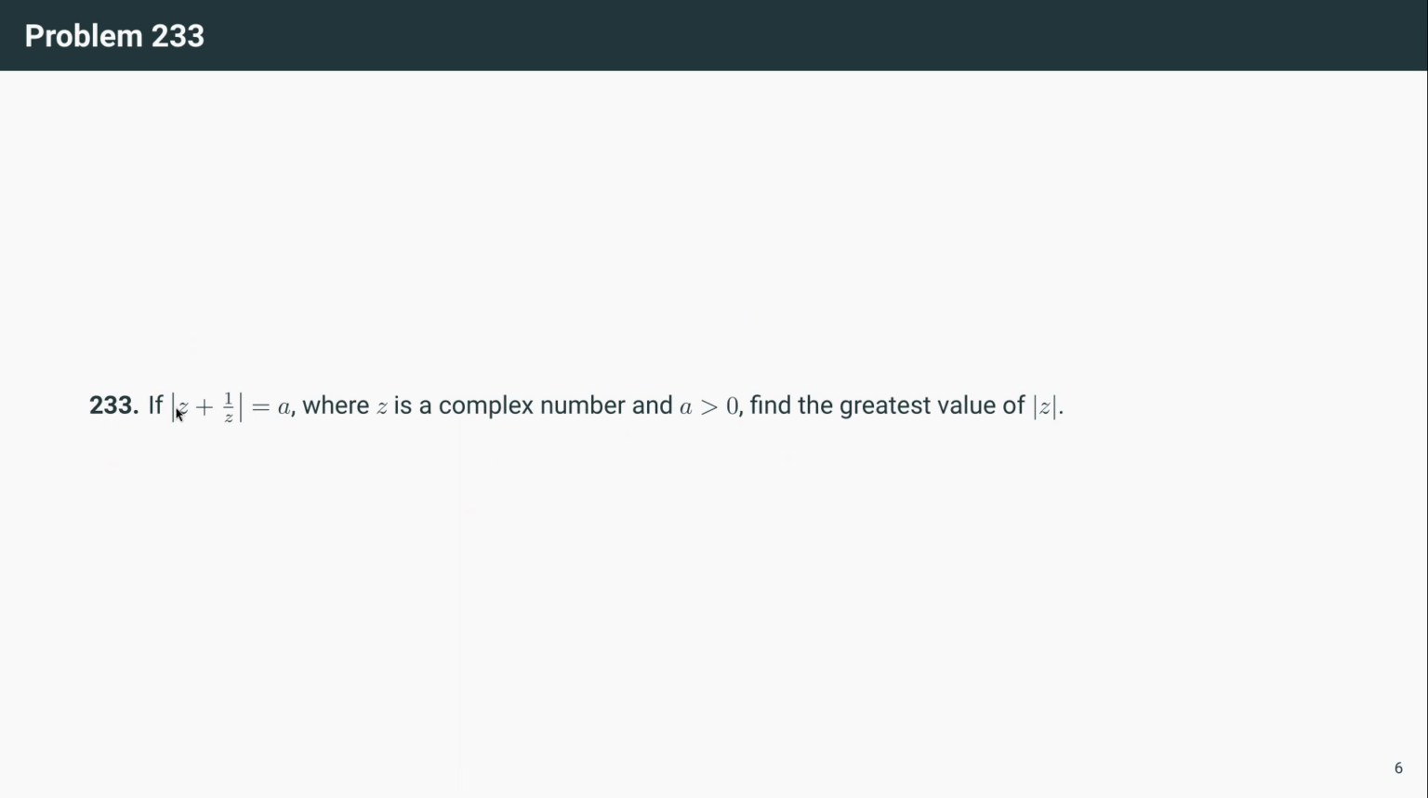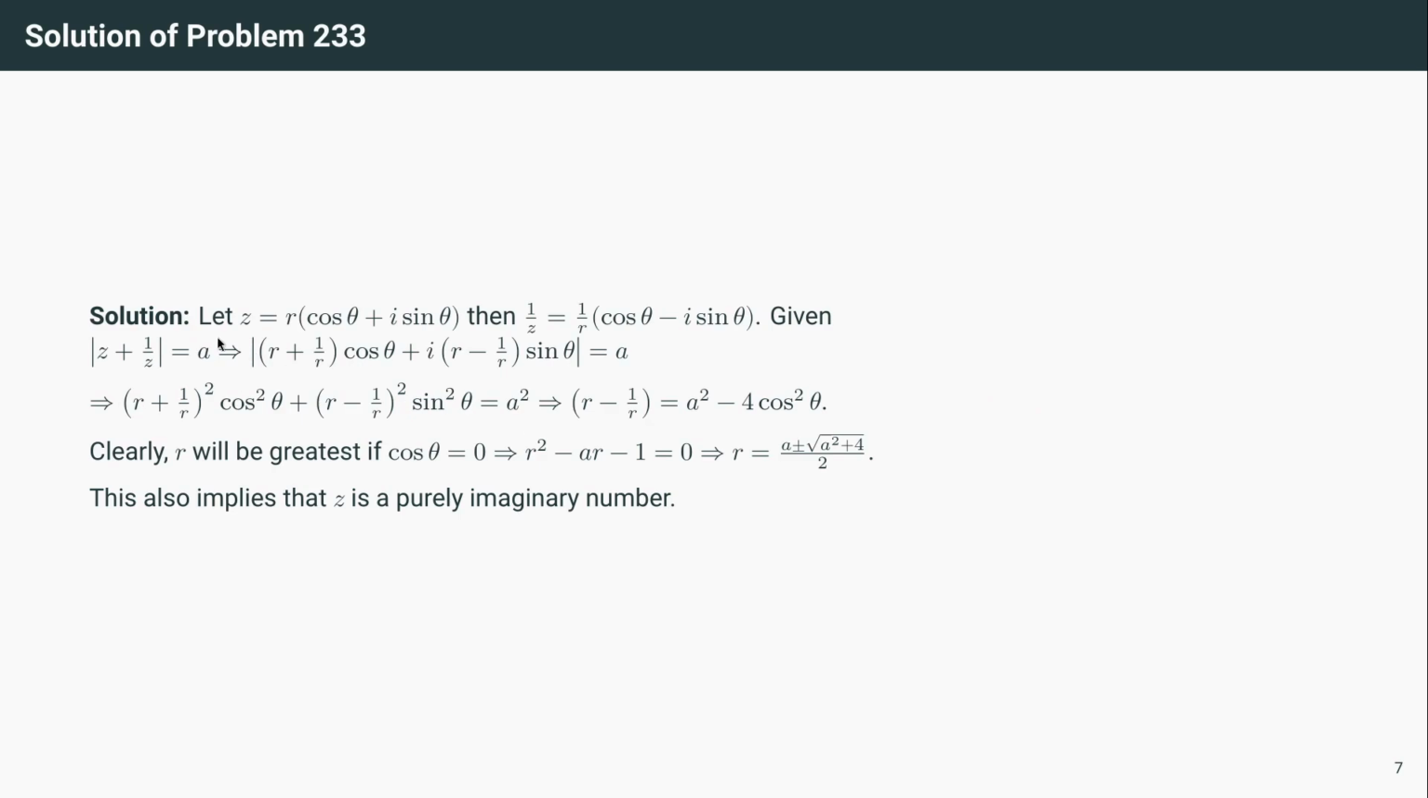Question 233 says that if mod of z plus 1 by z is equal to a, where z is a complex number and a greater than 0, find the greatest value of mod z. Now we again let z in polar coordinates, that is z is equal to r cos theta plus i sin theta, then 1 by z becomes 1 by r cos theta minus i sin theta. Now we are given that mod of z plus 1 by z is equal to a, so it becomes r plus 1 by r cos theta plus i r minus 1 by r sin theta is equal to a. So we take the modulus, we have r plus 1 by r whole square cos square theta plus r minus 1 by r whole square into sin square theta.